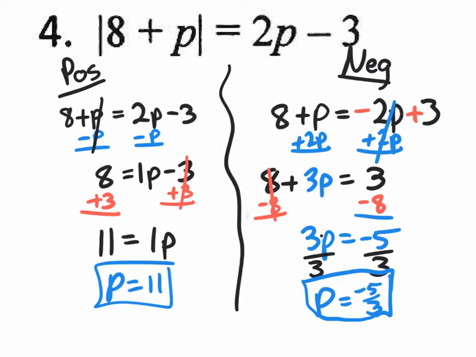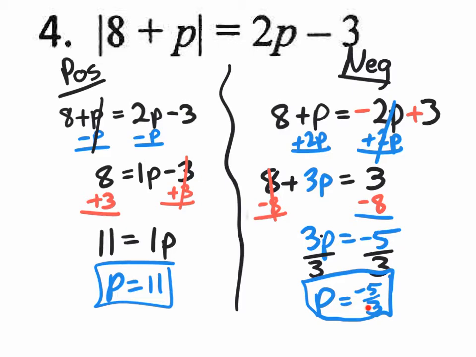Now, unfortunately, if you do all that correct work, all right, sorry about that. So once you get to these two answers, you're supposed to double check them, right? You're supposed to double check them. So if you plug in 11 right in here, 8 plus 11 is 19, and you plug in that same 11 over here, 2 times 11 is 22, take away 3 is also 19, so that's a true statement, so this does work.